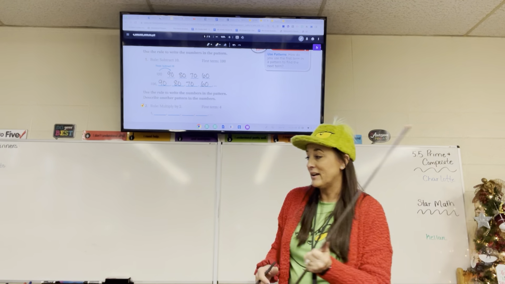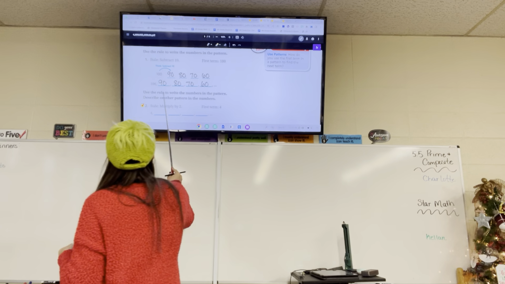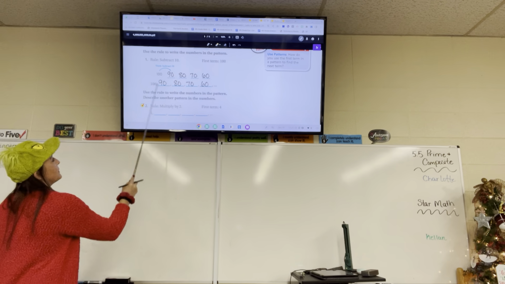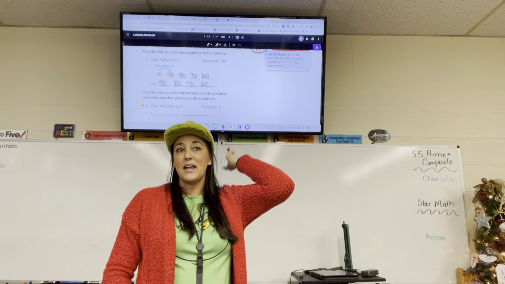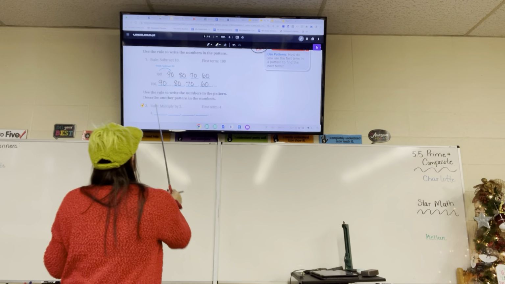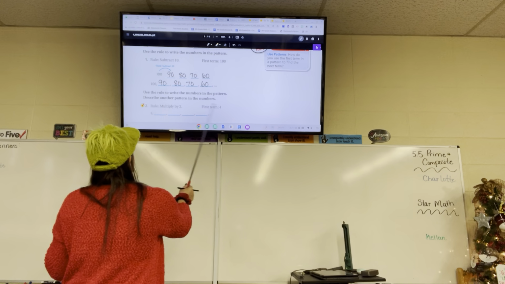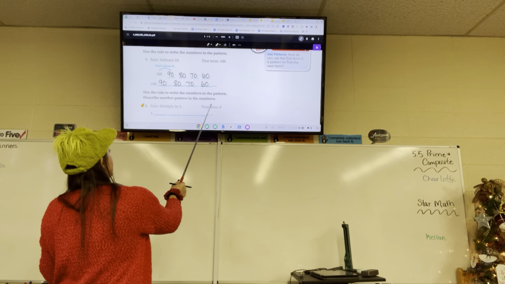Oh, 2. All right, come on, guys. So up here, they're multiples of 10, multiples of 5, and multiples of 2. Use the rule to write the numbers in the pattern. Describe another pattern in the numbers.